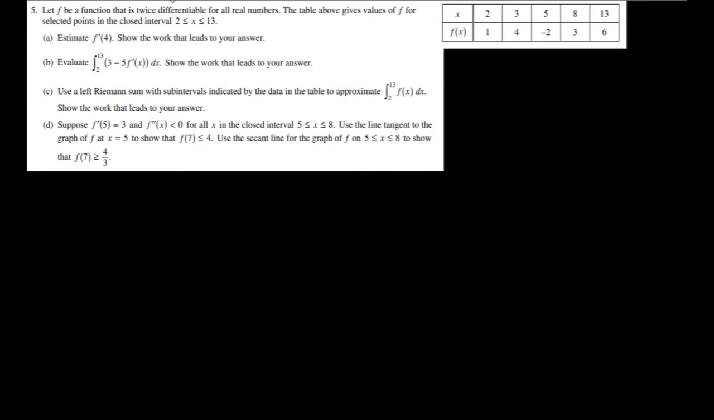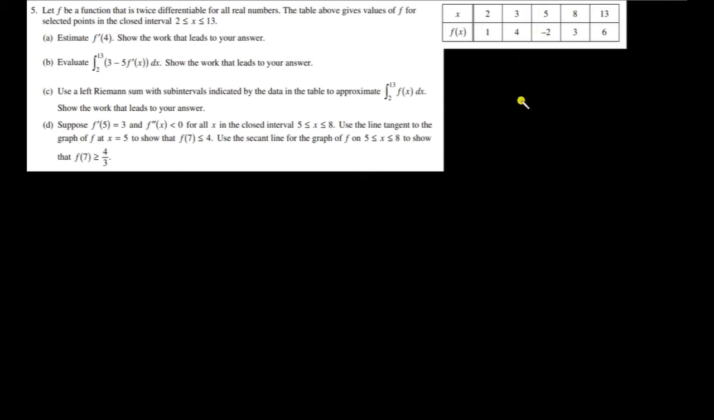Okay, so we don't really have that much information about f, right? We don't know anything about what the actual function f looks like. We don't know anything about f prime. We only really know a couple points. We only know these 5 points. So they're asking us to estimate f prime of 4. We really only have this meager information to work with, right? So we don't actually have a function that we can differentiate and plug in x equals 4, so it's not going to work. And we don't have anything at x equals 4.